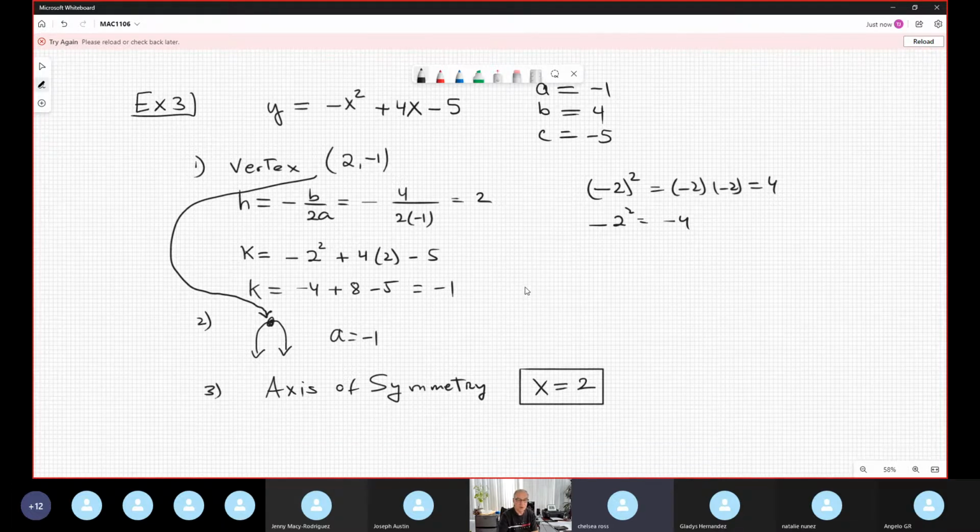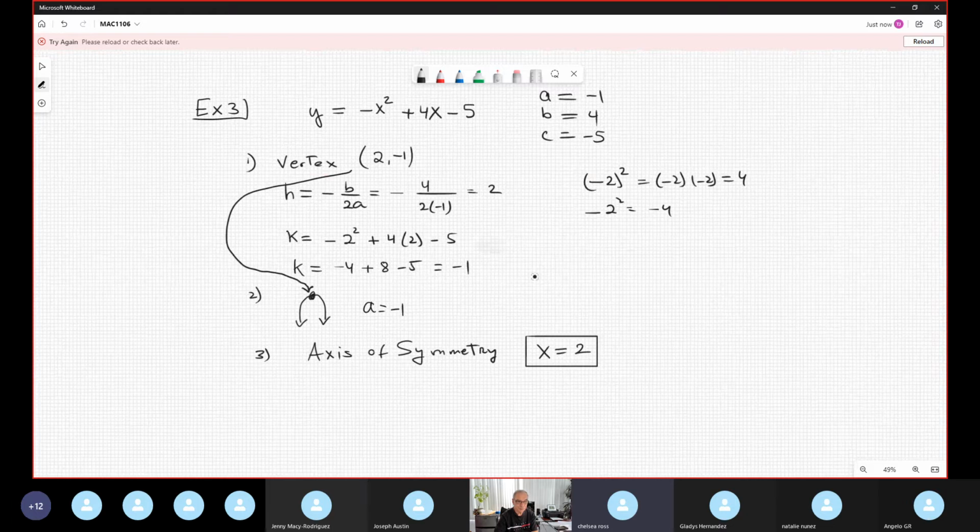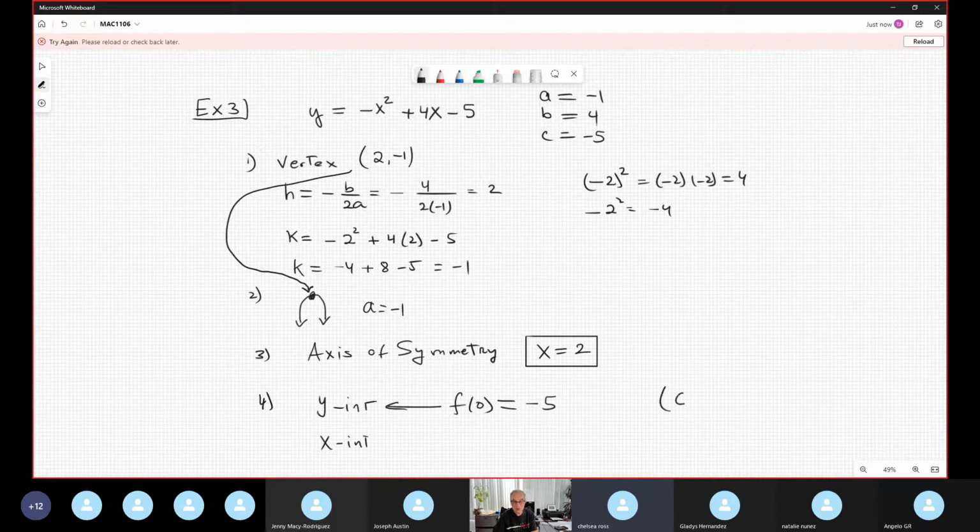And number 4 is the famous y-intercept and x-intercept. But it's easy. The y-intercept is evaluating the function at 0 using function notation. It's obvious, it's negative 5, sorry, because it's c. The point is the point 0, negative 5. This is my y-intercept.